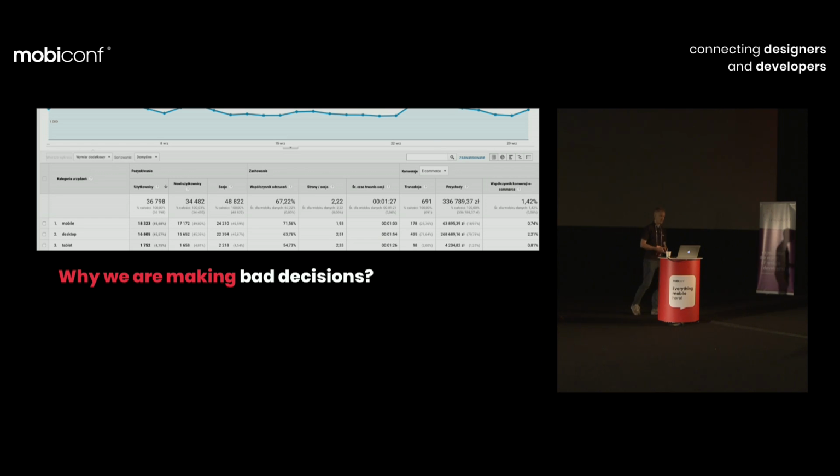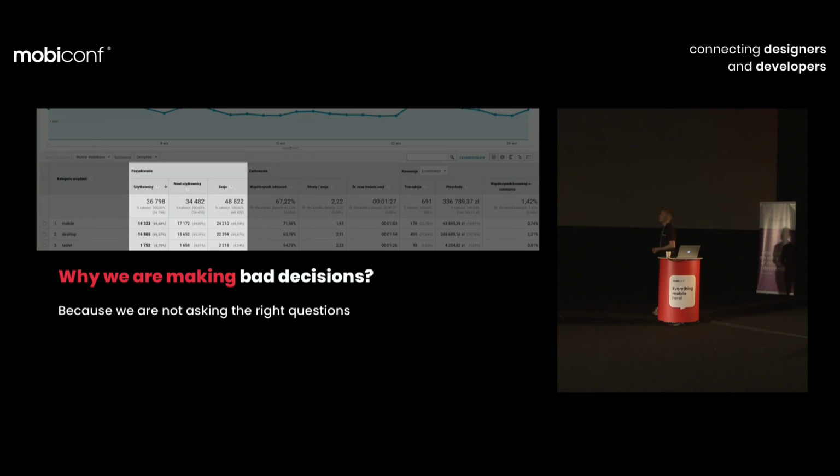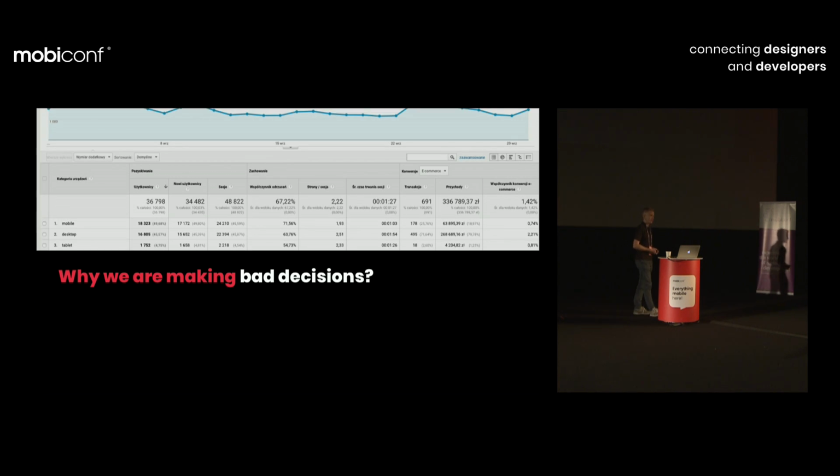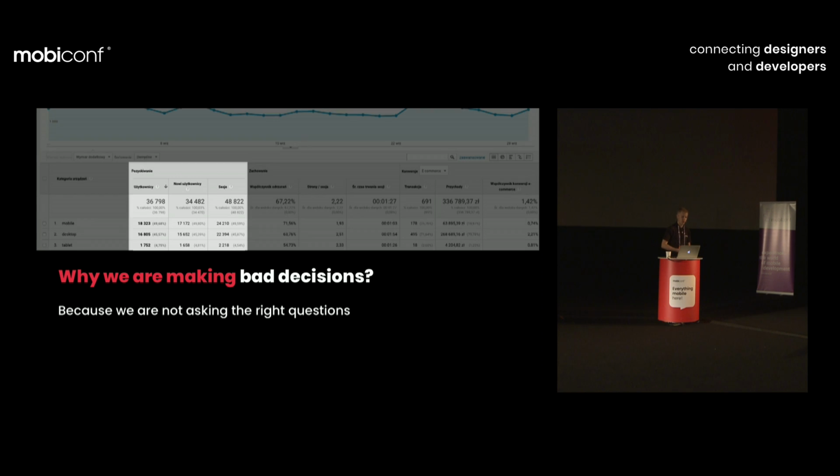Sometimes we make bad decisions, and if we want to ask why we made these bad decisions, the simple answer is we focus on things that don't really matter. Look at this case. We analyze the report of mobile traffic. We focus on traffic, on sessions, on active users, and we say, hey, we have 50% of mobile traffic, of mobile devices in our store.